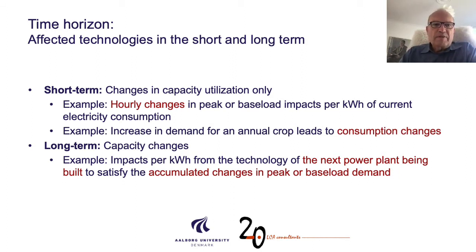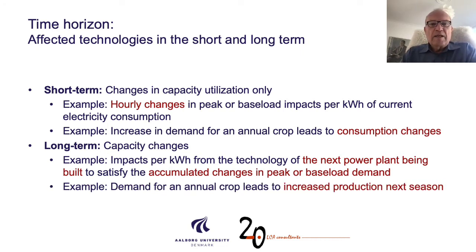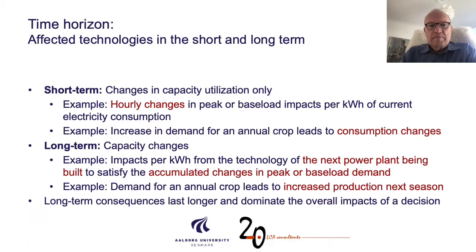Another example of a capacity utilization change in the short term is the increase in demand for an annual crop that leads to consumption changes, because there is no way that the farmer can produce more than he already planted. In the long term, of course, the farmer will increase his production next season. Now, long-term consequences last longer, and therefore they dominate the overall impacts.